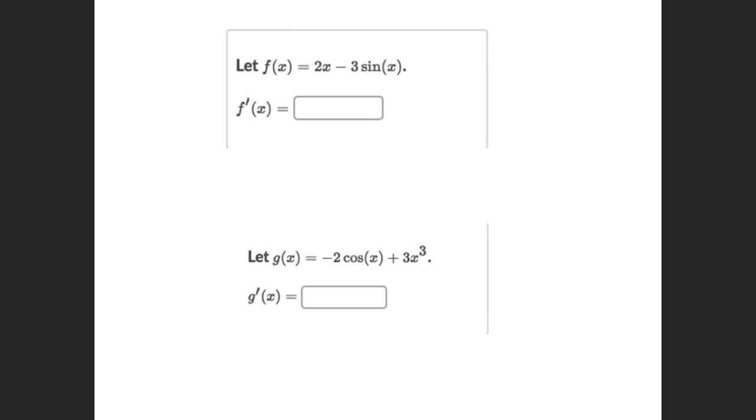All right, so give me some answers here. What is the derivative of 2x minus 3 sine of x? And now these are just derivatives. You should be able, just like that, to give me the answers to these, right?